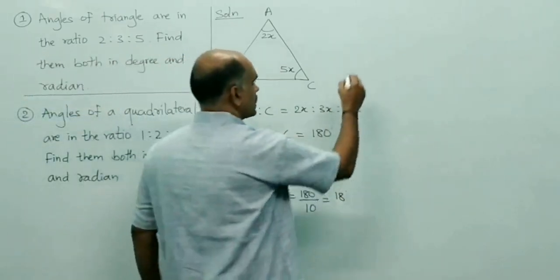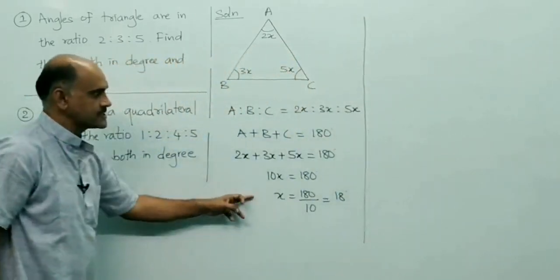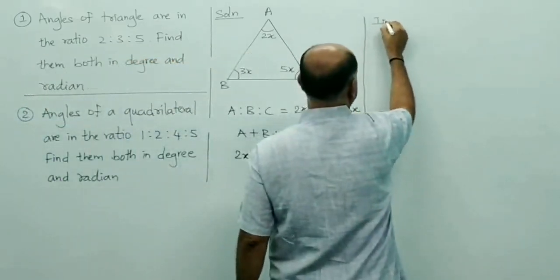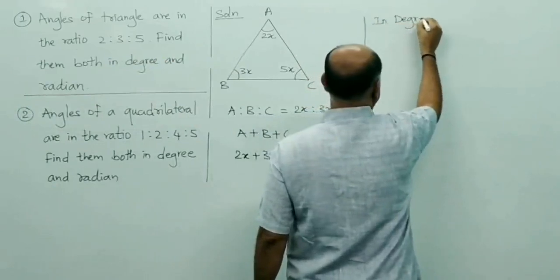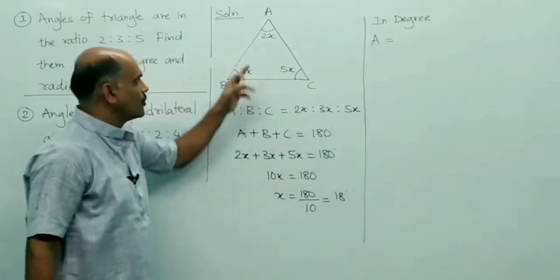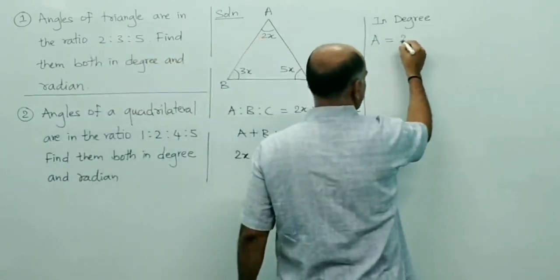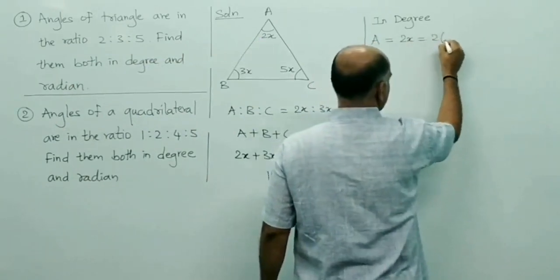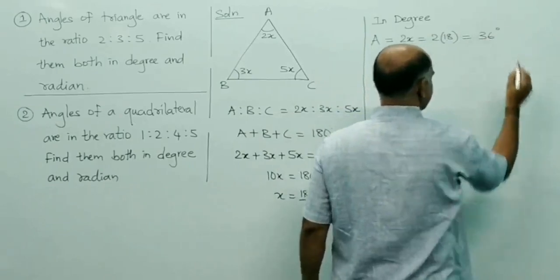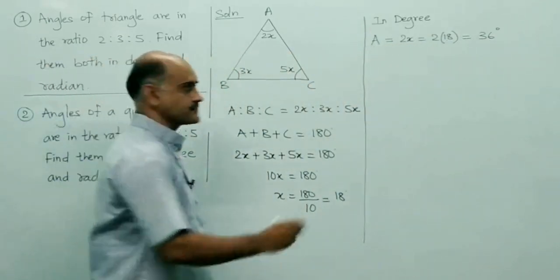Now you are required to find all these three angles in degree and radian. So first I will find in degree. In degree, A is equal to, how much we have taken? A is equal to 2x. So 2x, that is 2 into 18. So 18 into 2 is 36 degree. So first angle is 36.